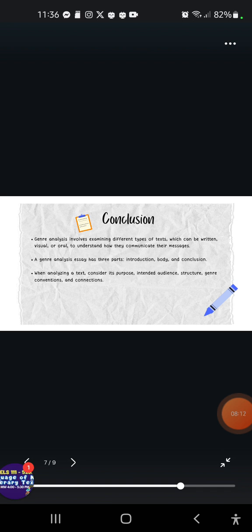Introduction, body, and conclusion. The introduction presents the topic and the text for analysis. The body is where the analysis takes place. The conclusion summarizes the main points and provides closing thoughts. When analyzing a text, you have to consider the purpose, the intended audience, structure, genre conventions, and connections. Determine why the creator made the text, who they are trying to reach, how the text is organized, whether it follows the genre characteristics, and if there are connections to other sources. The analysis helps the writer understand the requirements and limitations of each genre when conveying a message.